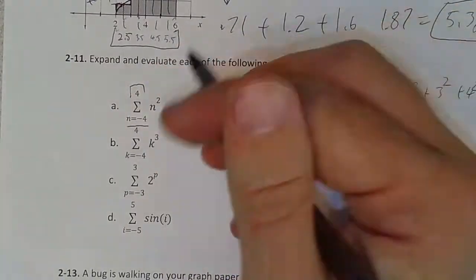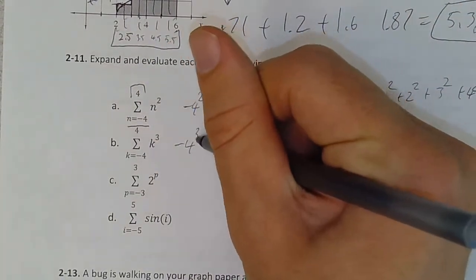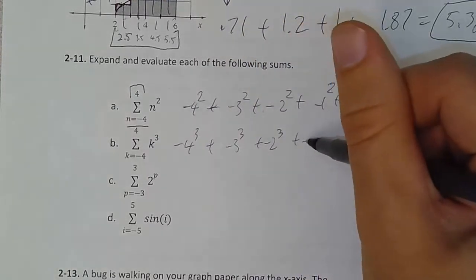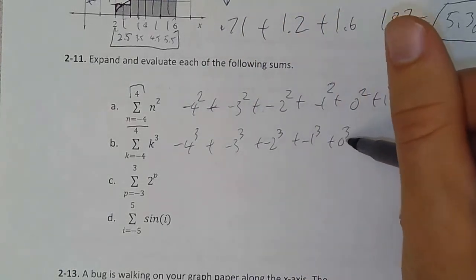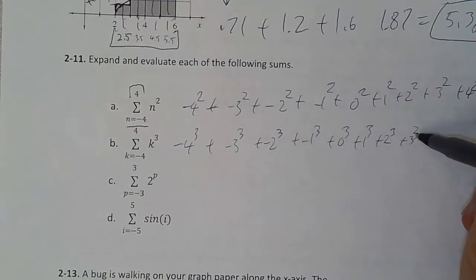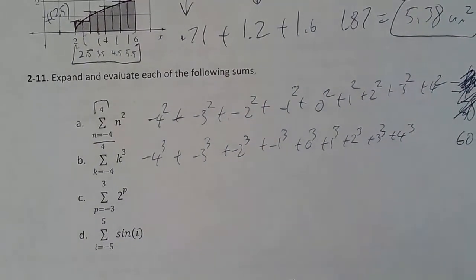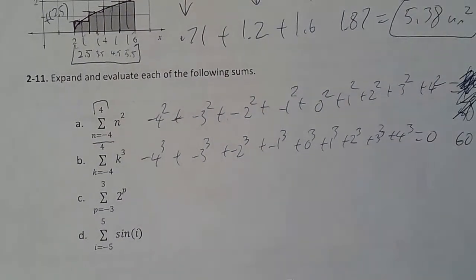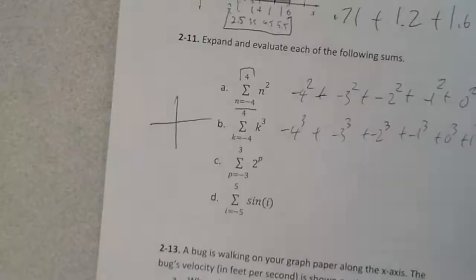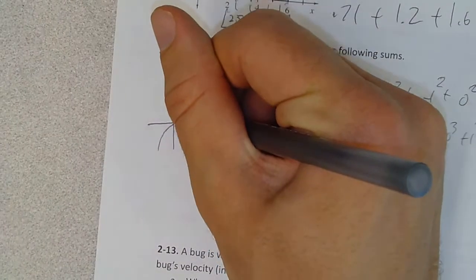So, but very similar, except you're cubing now. Negative 4 cubed plus negative 3 cubed plus negative 2 cubed plus negative 1 cubed plus 0 cubed plus 1 cubed plus 2 cubed plus 3 cubed plus 4 cubed. So for this one, it actually equals 0. And the reason for that is because it's odd.